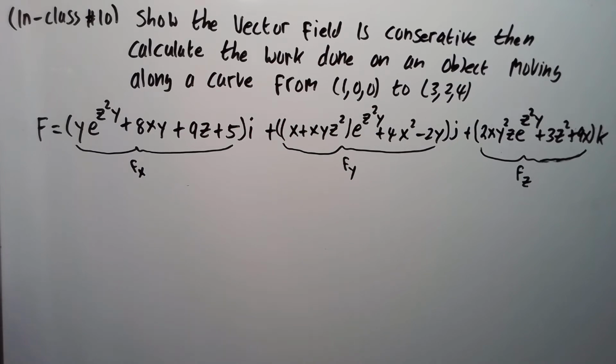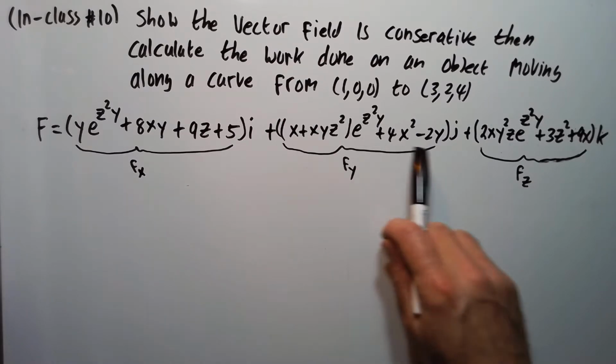Okay, so let's do in class 10. It says show the vector field is conservative, then calculate the work done on an object moving along a curve from (1, 0, 0) to (3, 2, 4). And here's our vector field right here.